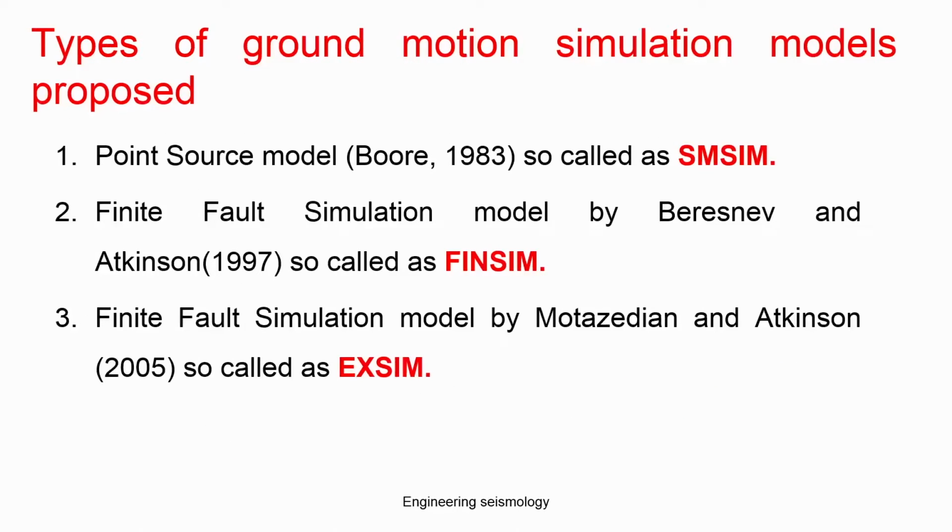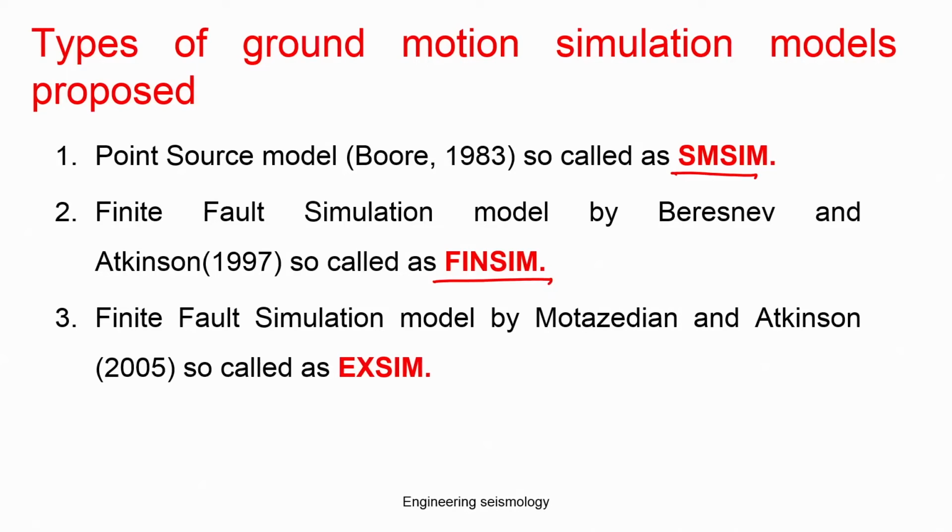So, there are three types of ground motion simulation models available. One is the point source model, which was the origin for the other two models. It was developed in 1983 by Boore, and is called SMSIM model. The other one was further modified by Beresnev and Atkinson. They call it the finite fault model, which is called FinSim. It was developed in 1997.